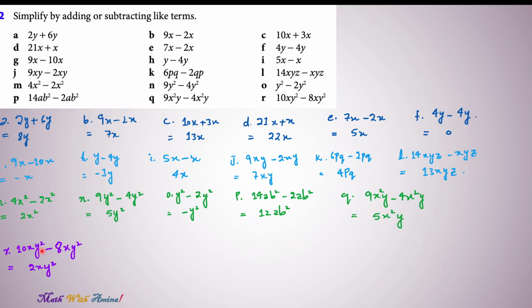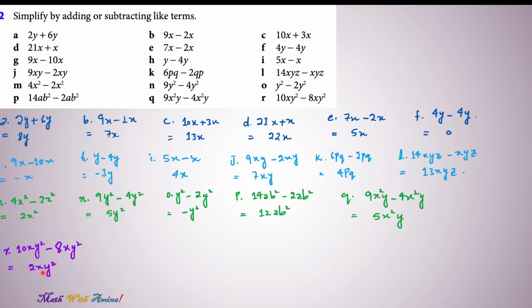And the last one, we have 10xy square minus 8xy square. Again, like terms, so we take the coefficients. 10 minus 8 is equal to 2 and the variable part would be written exactly as it is.